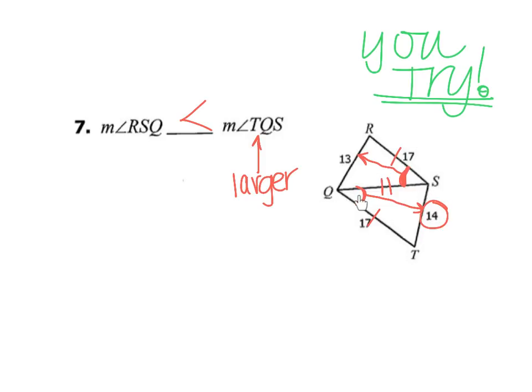Then we want to look at the sides opposite those angles and figure out which side is longer. So opposite this angle is 14, opposite angle RSQ is 13. So therefore ST is greater than RQ. So because ST is greater, that means angle TQS is greater than angle RSQ. So this would be the correct inequality. If you have any questions on this, please call me over so I can help you. Otherwise, let's move on.